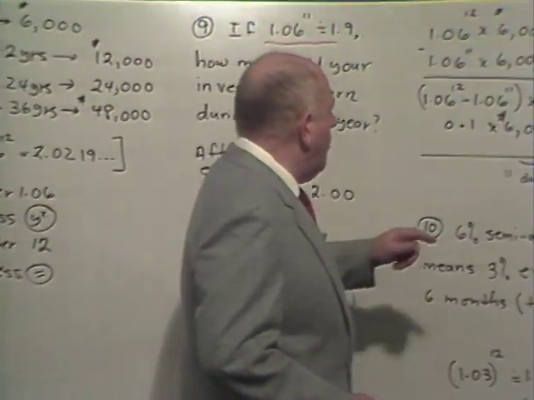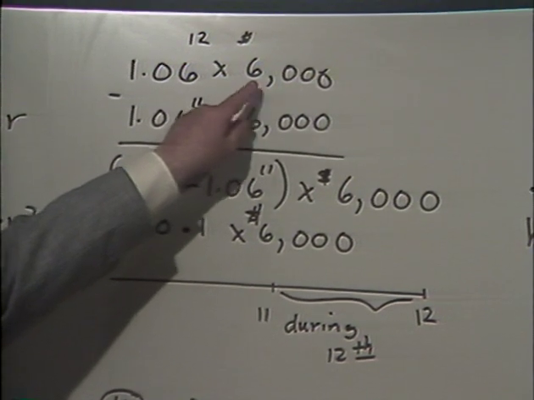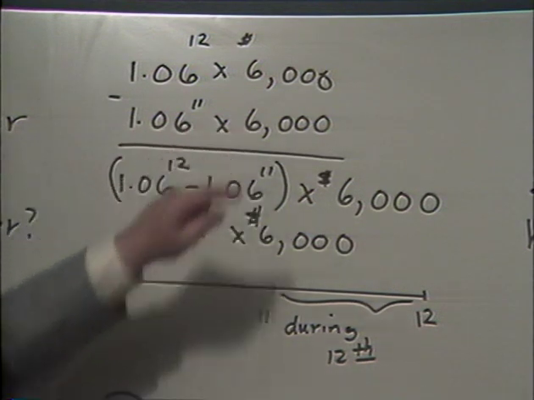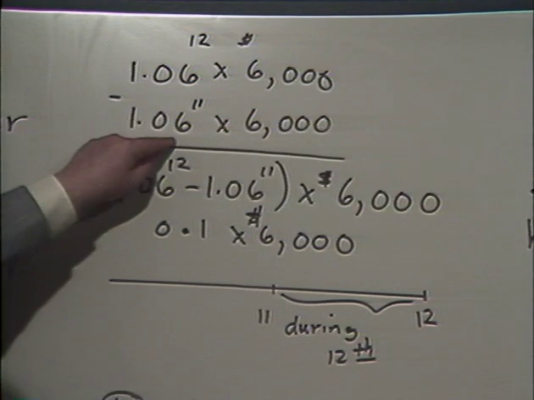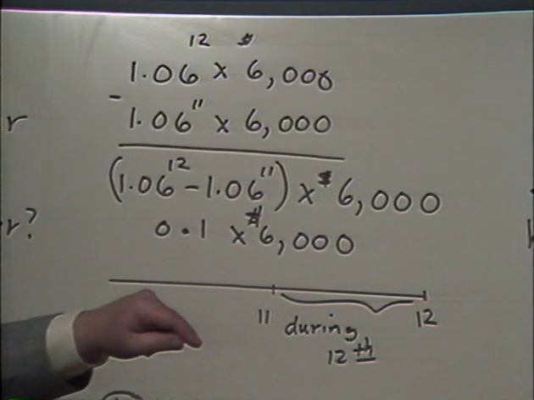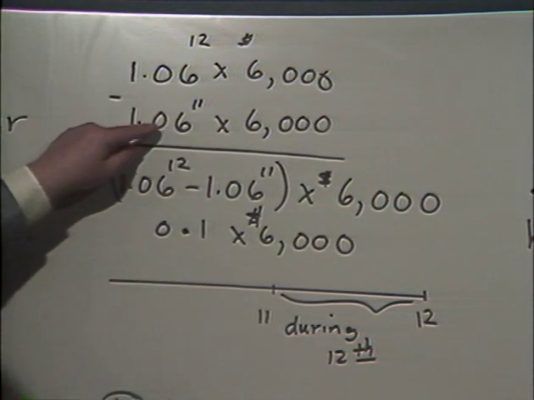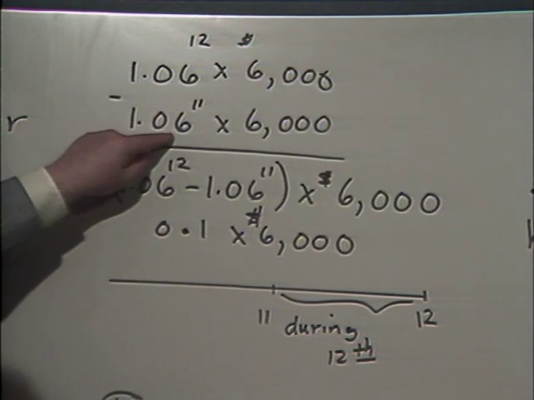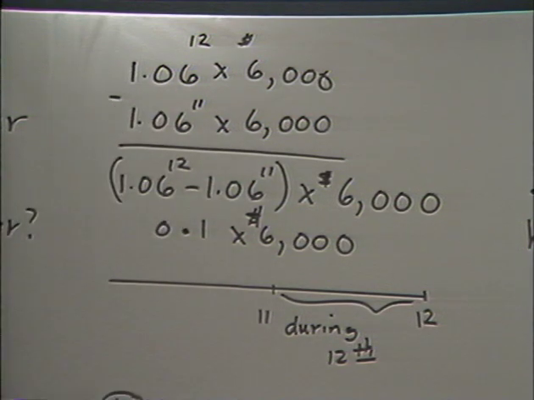Another way of doing this, if you don't like to work on this $1 at a time, is simply to say: at the end of the 12th year, this was how much the money was worth. At the end of the 11th year, this is how much the money was worth. So if I subtract the worth at the end of the 11th year, which is the same as the beginning of the 12th year, from what I had at the end of 12 years, that tells me how much I earned that year.